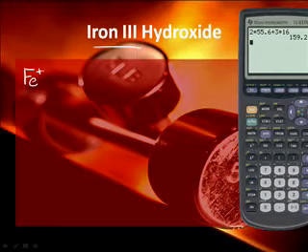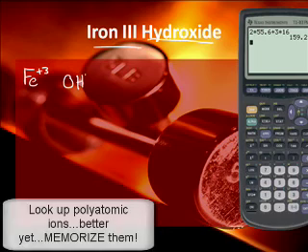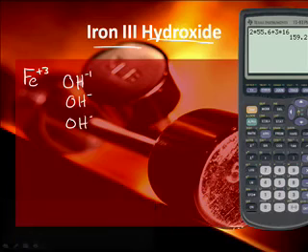That's the one, so iron plus 3. Now hydroxide is a weird one. It's a polyatomic ion, so look it up on your list. It's OH with a -1 charge. To add up to 0, you'll need 3 hydroxides.